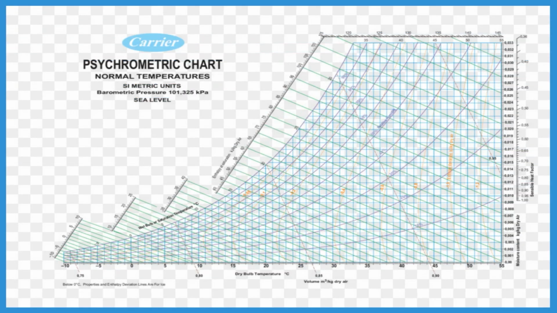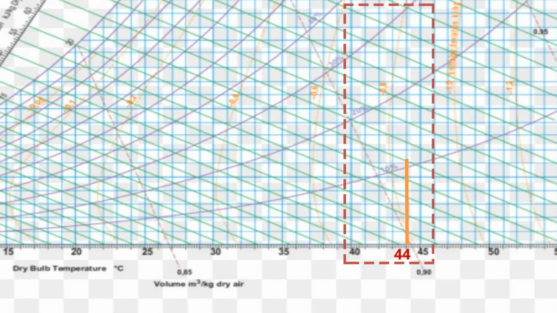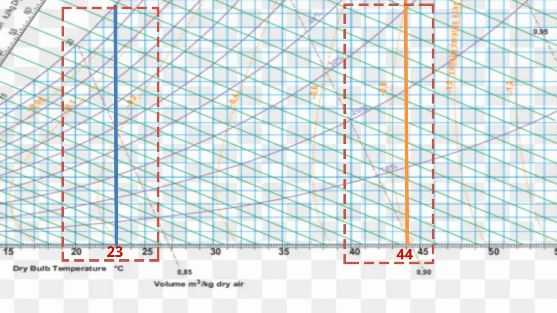We'll try to find the dry bulb temperature for 44 degrees centigrade and 23 degrees centigrade. This is the psychrometric chart. 44 means we have to look at the dry bulb temperature between 40 and 45. So this is 44 degrees centigrade. And 23 means we have to look between 20 and 25. So this is the DBT line of 23 degrees centigrade. Now what will be the dry bulb temperature at this point or this point? It will be the same, 23 degrees centigrade. Any point on this dry bulb temperature line will have the same temperature.